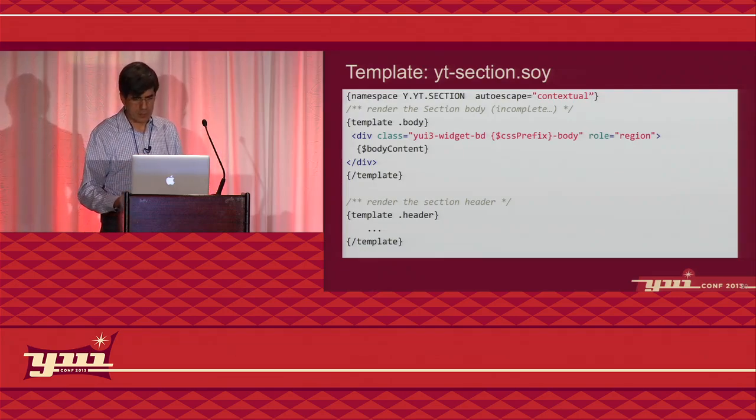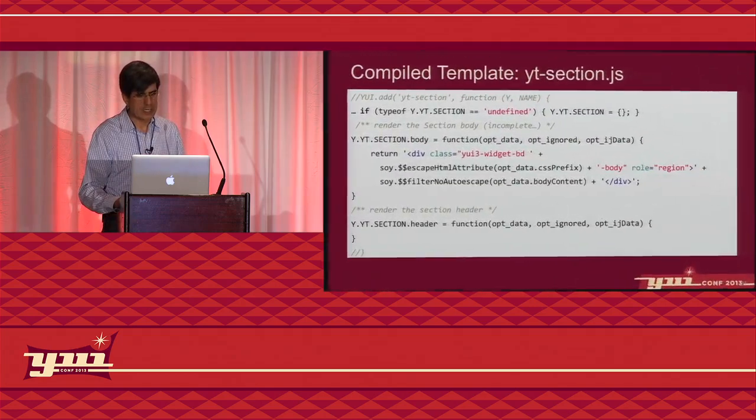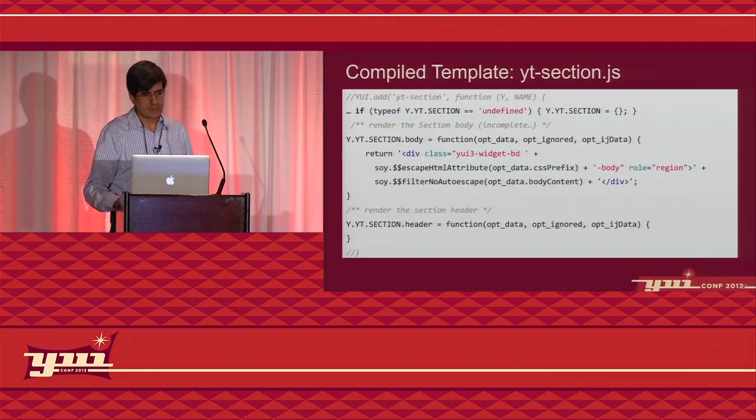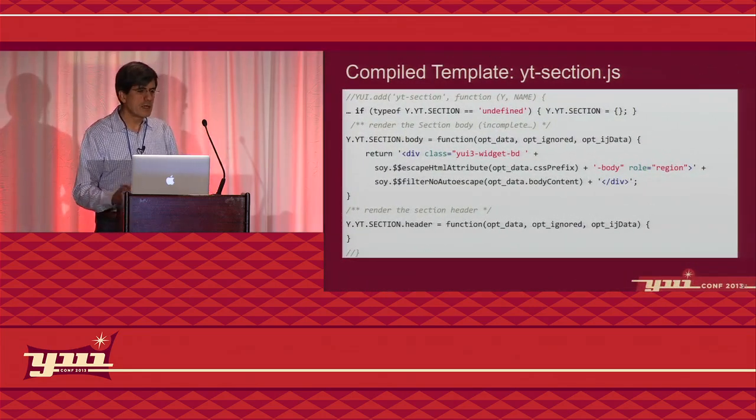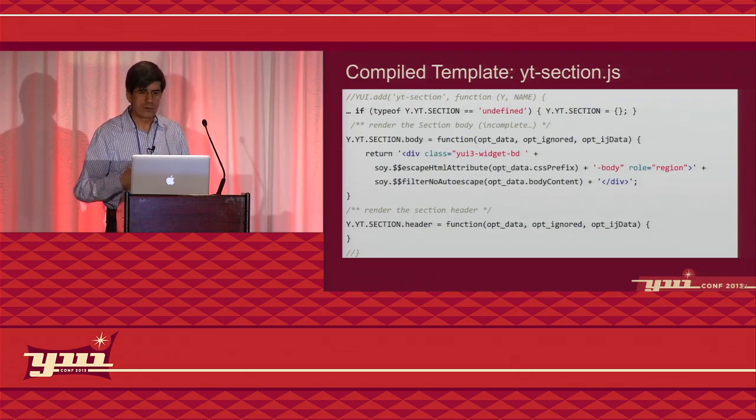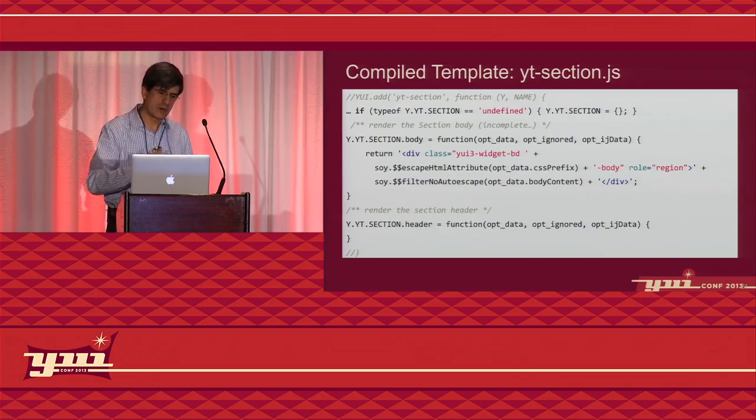So again, just to give you a hint of how that looks, this is what it gets compiled to. You'll see the familiar wrapper with YUI add and YT section declaration, etc. It became, with Shifter, a regular YUI module that we just load with requires. And then you'll see the body function that was generated by the compiler, and the div class that we saw from before, and that was the auto-escaping in action, and same thing with the function, etc. So that's a result of the compilation.